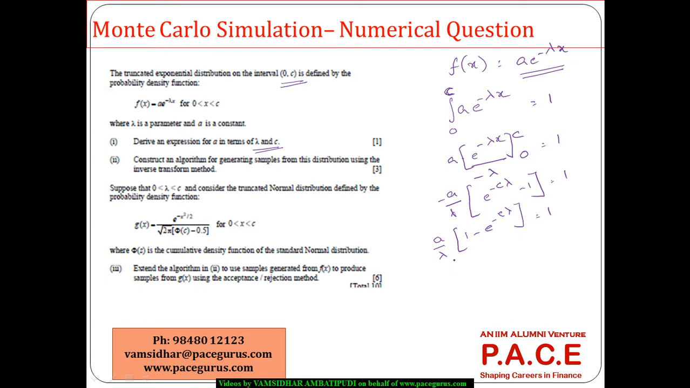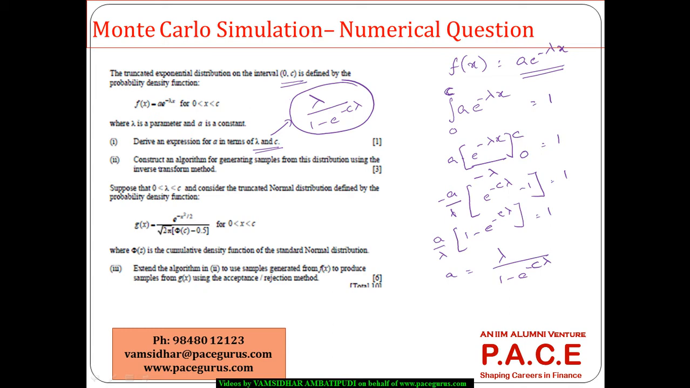So from here I can find out my a, which will go as lambda divided by 1 minus e power minus c lambda. So this part I am able to achieve. The value of a is lambda divided by 1 minus e power minus c lambda. Alright? Okay, that is the first part.